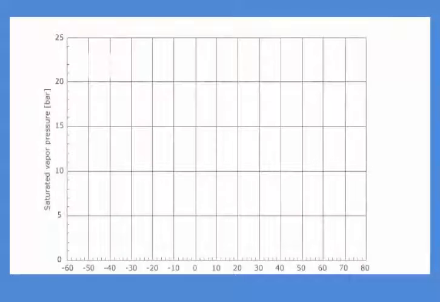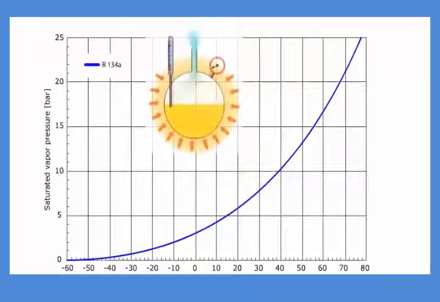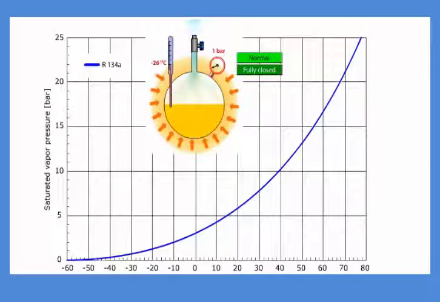On this slide, you can see a property diagram called saturation pressure for a number of refrigerants. Saturation temperature is just another word for boiling point temperature, the temperature where the liquid starts to boil. For water, this temperature is 100 degrees Celsius at 1 bar, as you surely know.